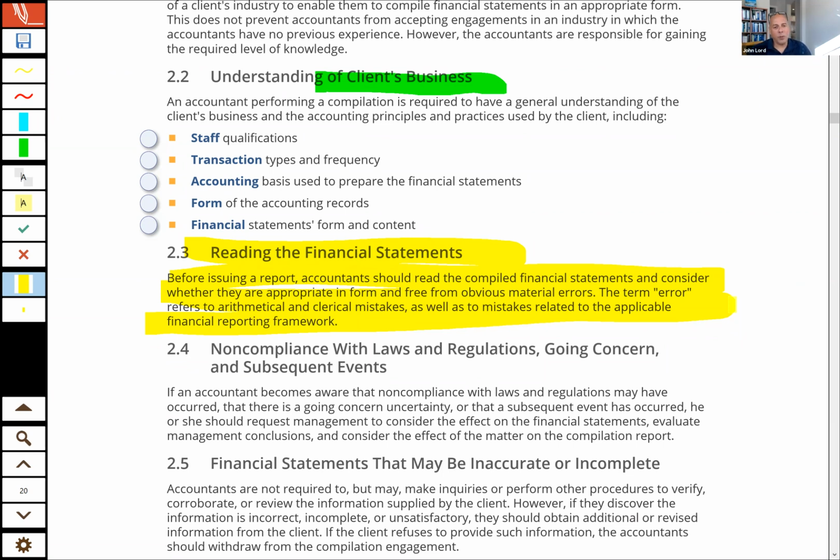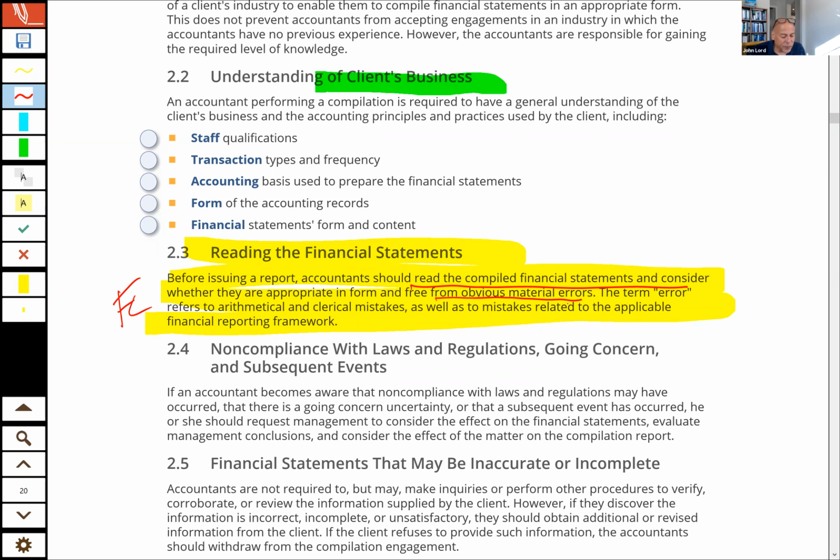This is the problem with being a CPA. There's always some level of professional responsibility that the profession has decided, hey, we're going to be accountable for this, right? Okay. So just go ahead and flashcard that. We have to read the financial statements, okay? And we are looking for what? Obvious material errors.